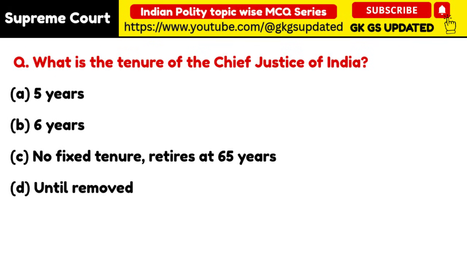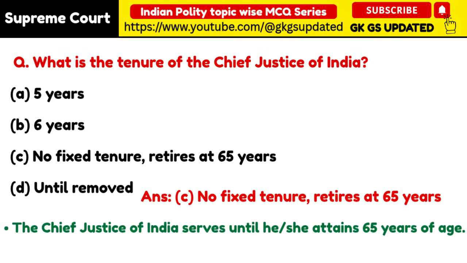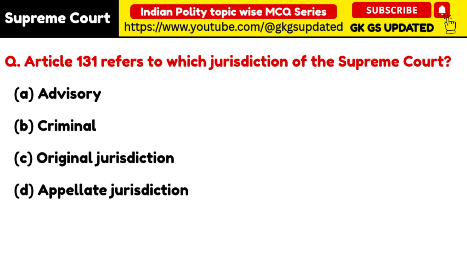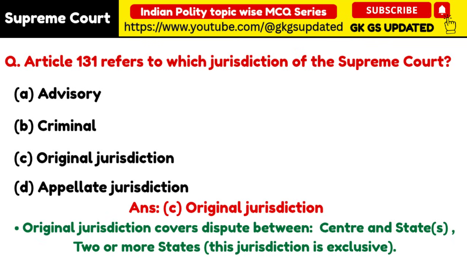Next question. What is the tenure of the Chief Justice of India? Correct answer, no fixed tenure. Retires at 65 years. The Chief Justice of India serves until attaining 65 years of age. Next question. Article 131 refers to which jurisdiction of the Supreme Court? Correct answer, original jurisdiction. Original jurisdiction covers disputes between the Centre and states, and between two or more states.